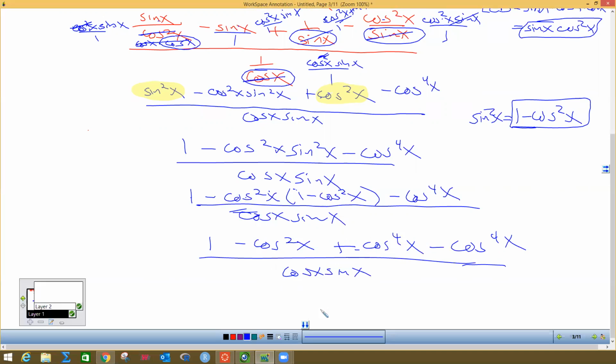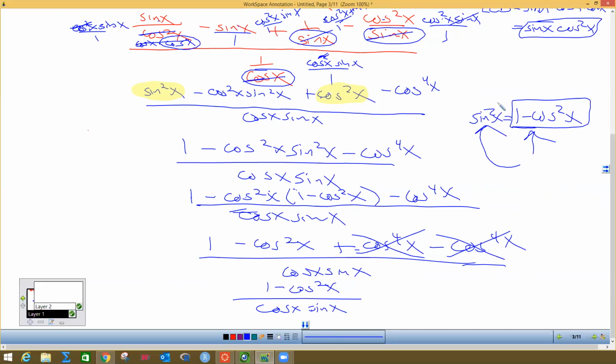So I hope you see these two things are alike. So this positive cosine to the 4th cancels out with that negative cosine to the 4th. So now I have 1 minus cosine squared x all over cosine x sine x. Now what I'm going to do is use this same identity right here, except I'm going to go backwards. You notice I got 1 minus cosine squared x on the top? So in place of 1 minus cosine squared x, I can stick that sine squared x in.